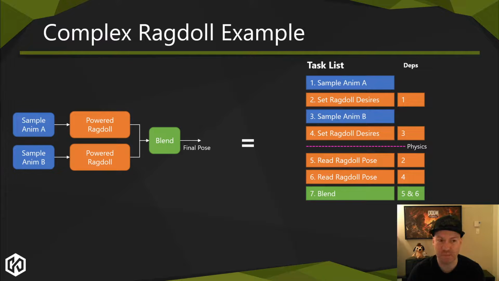So how does that work? Well, it's as simple as that. You have one state that has a ragdoll, another state that has a ragdoll. You do a blend. So the task list basically says set the desires, which are pre-physics tasks, and post-physics, we read the two results and we blend them. And this, again, comes for free with the post system and the way that the graph is built.